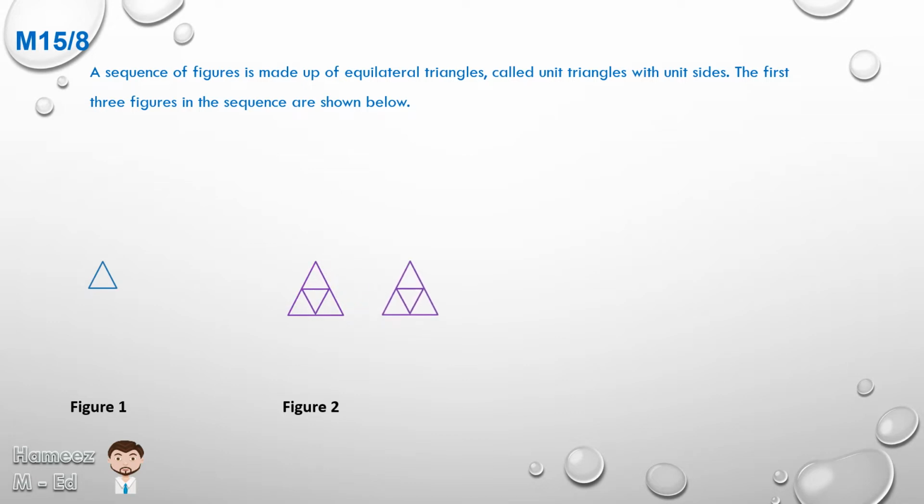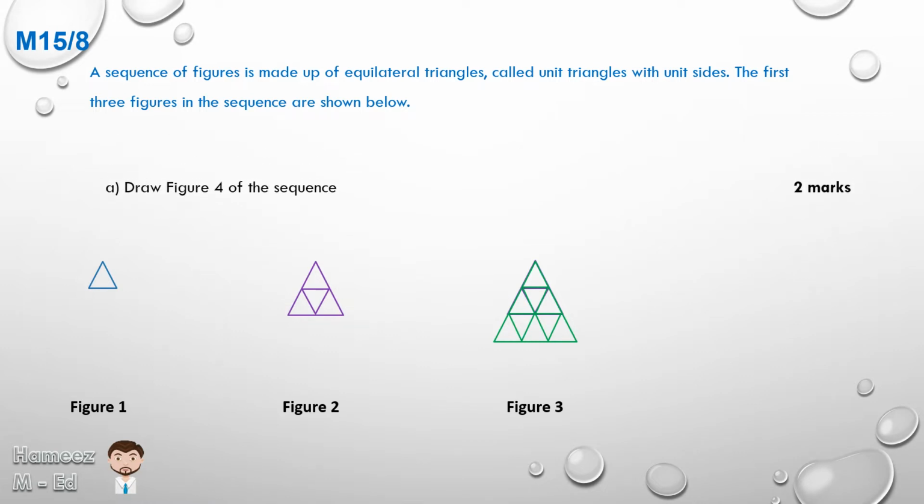And if we extract diagram 2, and we get diagram 3 now, what does that show? It's moved from 1 layer in diagram 1 to 2 layers of triangles in diagram 2 to now 3 layers of triangles in diagram 3. So, part A. Draw figure 4 of the sequence for 2 marks. So since they gave us diagrams 1, 2, and 3, how do we progress to diagram 4? Well, each one had a different number of layers. So diagram 1 had 1 layer, diagram 2, 2 layers, diagram 3, 3 layers. As such, diagram 4 will have 4 layers of triangles.